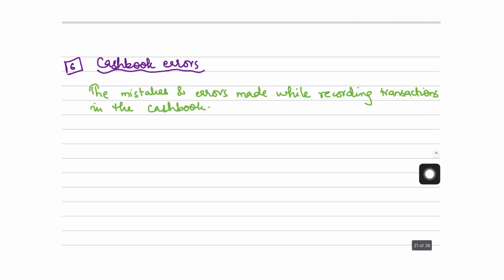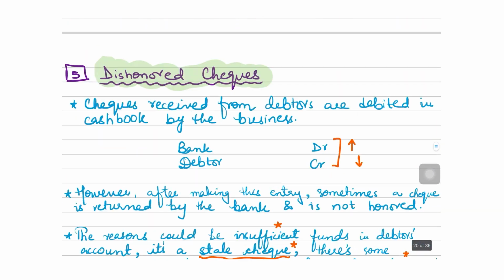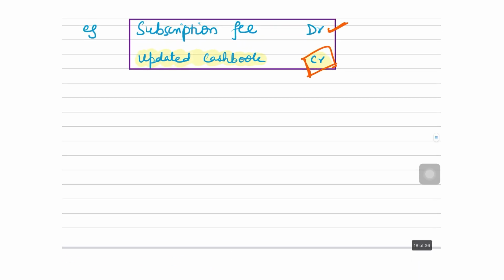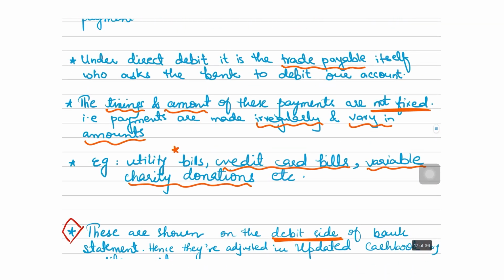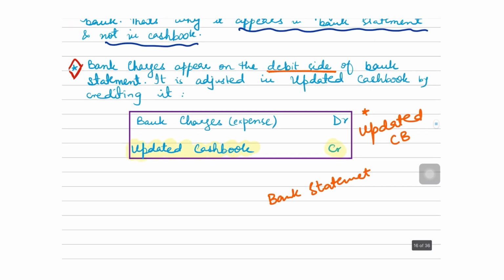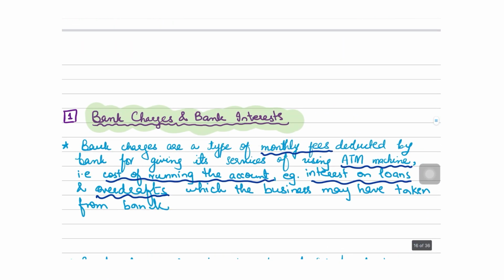Lastly, there could be some errors which the business might discover when it compares the cash book with the bank statement, and those errors will have to be corrected in the cash book. Now this will depend upon the nature of the error. What type of error was that? Whether the double entry was made 2 times on the debit side or on the credit side, or with the wrong value. So once verified with the bank statement, it will be corrected accordingly. So these are the entries, the transactions which will be revealed when comparing the cash book with the bank statement, and all of these transactions will be recorded in the updated cash book.